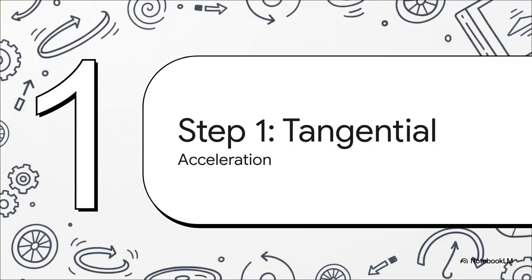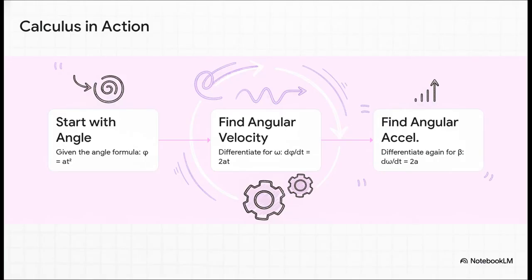Okay, let's do it. First up, the tangential acceleration. This is all about that speeding up part of the motion. We're going to start with the one thing they gave us, that equation for the angle, phi equals a t squared. Now don't worry, we just need a little bit of calculus here. If we take the derivative of the angle with respect to time, we get the angular velocity, omega. And if we do it one more time, take the derivative of omega, we get the angular acceleration, which we call beta. And look at that, it simplifies down to just 2a.